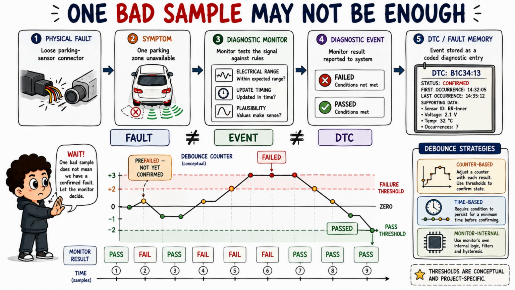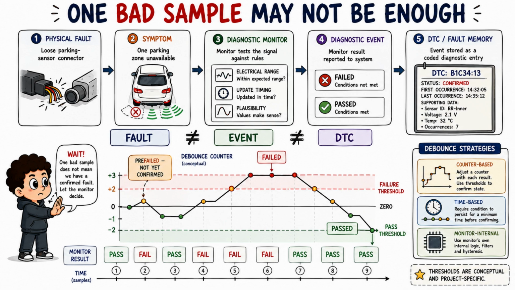Diagnostic debouncing requires evidence to accumulate before a monitor result changes from uncertain to failed or from uncertain to passed. The debouncing method may be counter-based, time-based, or handled internally by the monitor. In a simplified counter example, each failed test increases a fault counter, while each passed test decreases it. Only when the counter reaches a configured failure threshold is the event considered failed. A pass threshold can confirm recovery.